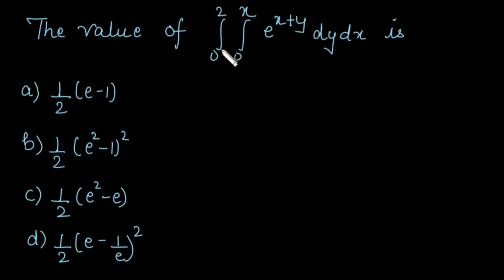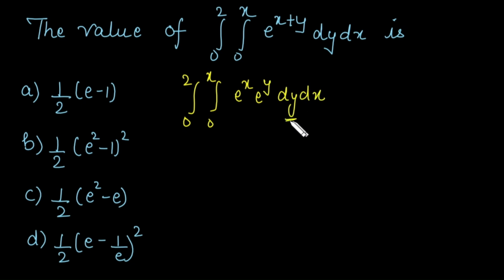Next is solve this double integration. So we can write 0 to 2, 0 to x. This is e raised to power x into e raised to power y dy dx. Now take its integration with respect to y. How to take its integration with respect to y? By keeping x as a constant. So 0 to 2, the limit of x as it is. Here e raised to power x as it is. Integration of e raised to power y is e raised to power y. Limit for y are 0 to x.